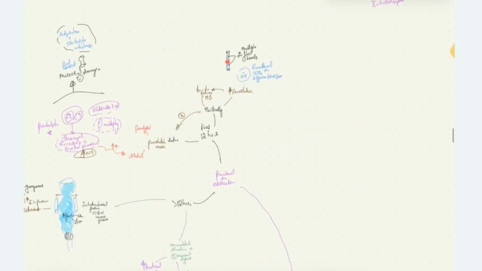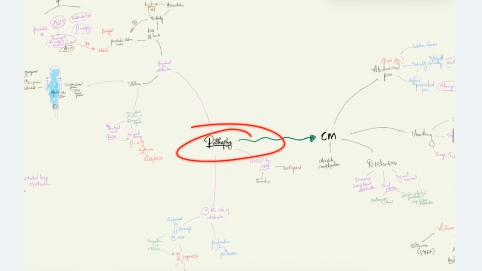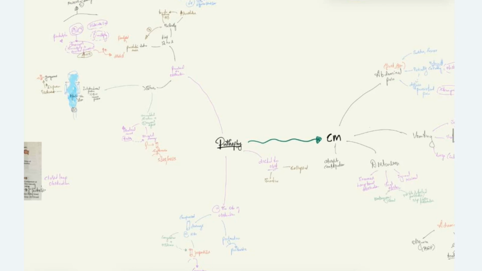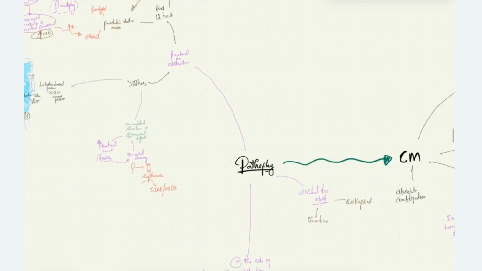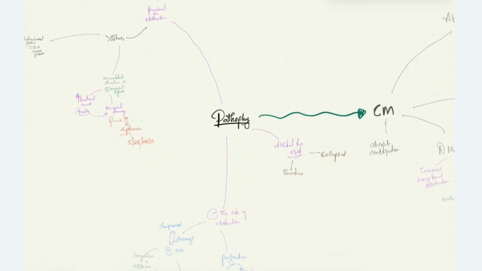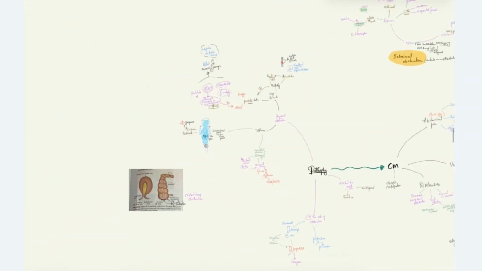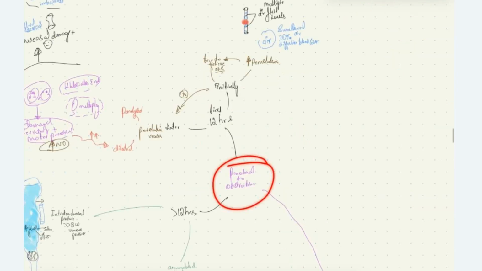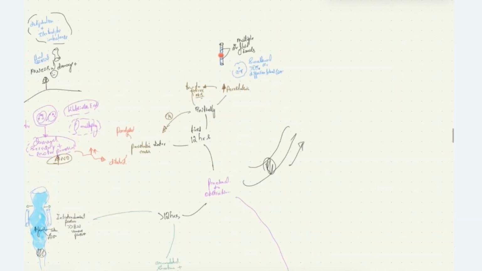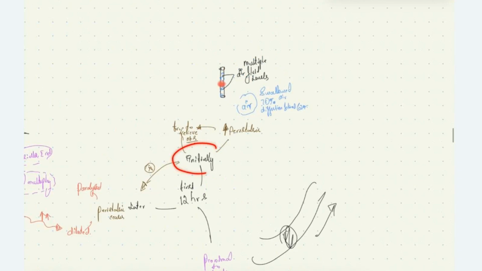Coming to the pathophysiology of intestinal obstruction, we see the changes proximal to the obstruction, the changes at the site of obstruction, and the changes distal to the obstruction. The changes proximal to the level of obstruction are divided into two parts: the first 12 hours and after 12 hours. Initially, there will be increased peristalsis.